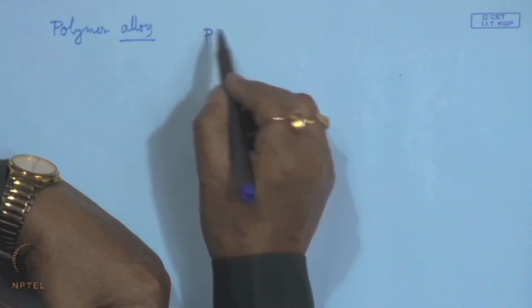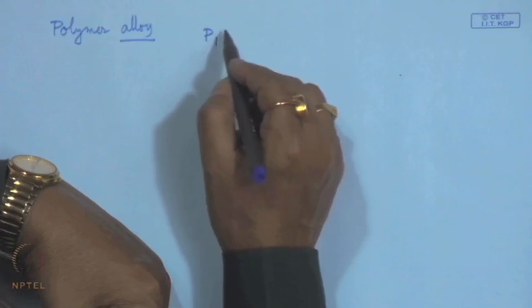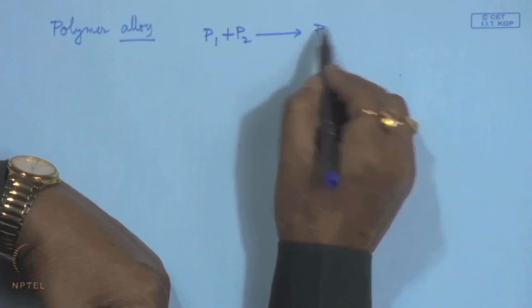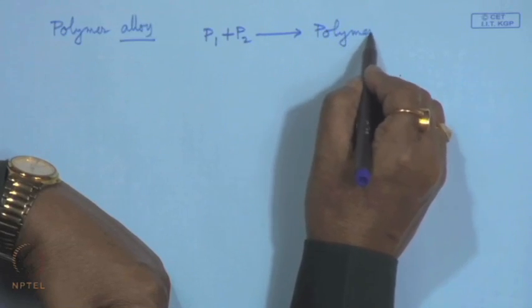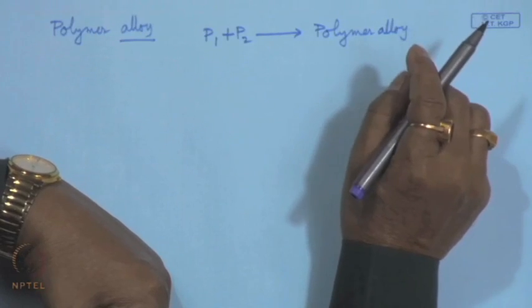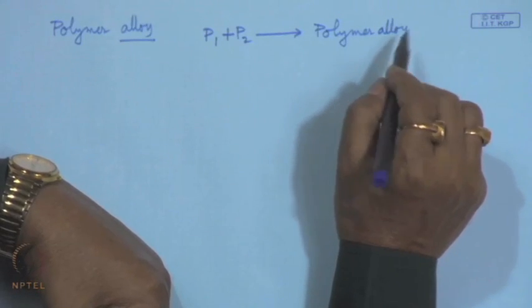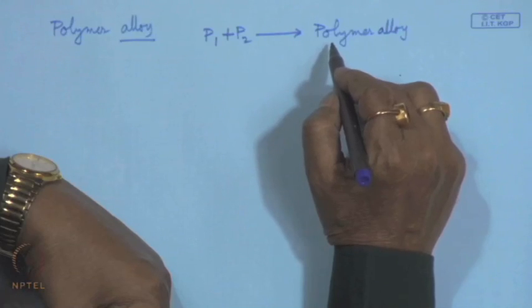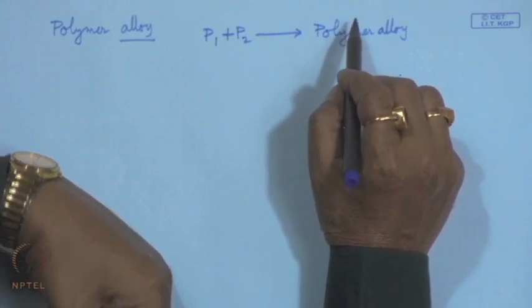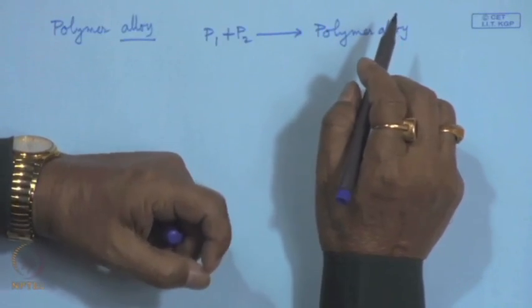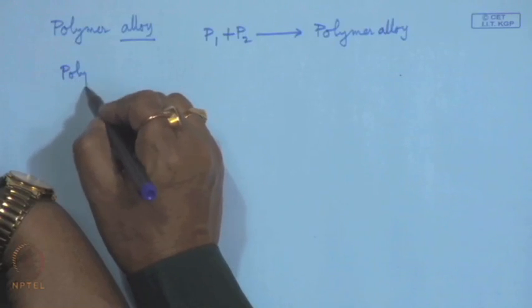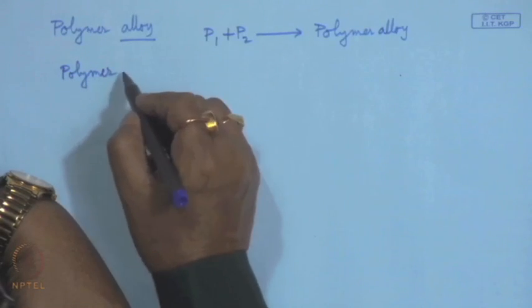Again, if we take this example of polymer P1 and polymer P2, this product will be a polymer alloy, provided they form a solid solution and there is molecular mixing and the chance of separation into phases does not occur at all. So, that is called polymer alloy. Then what is polymer blend? Polymer alloy can also be called polymer blend.